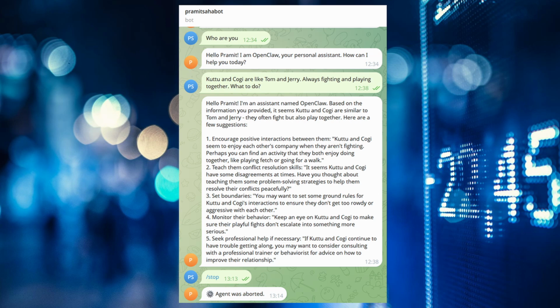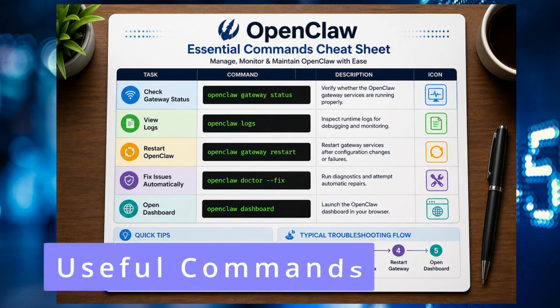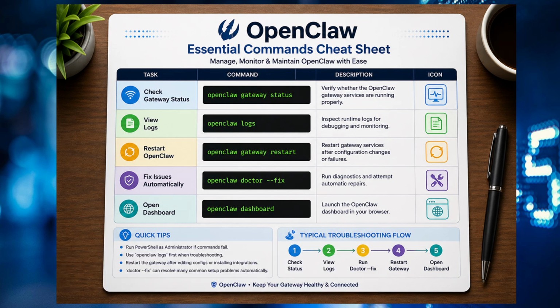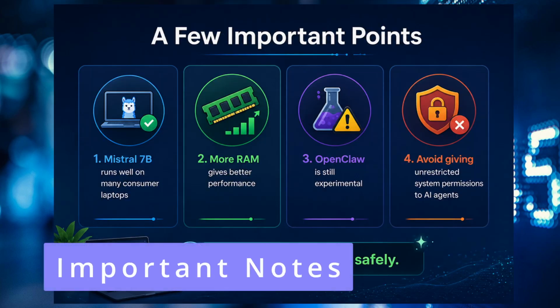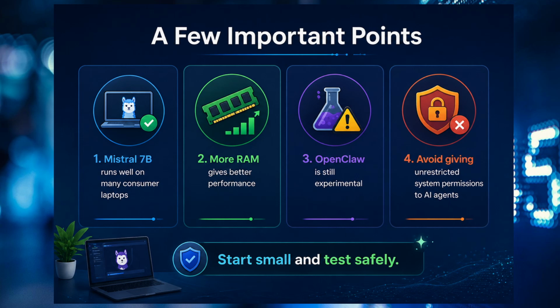No cloud API required. Here are some additional important commands to check gateway status, view logs, restart OpenClaw, fix issues automatically, and open the dashboard. A few important points. Mistral 7B runs well on many consumer laptops. More RAM gives better performance. OpenClaw is still experimental. Avoid giving unrestricted system permission to AI agents. Start small and test safely.